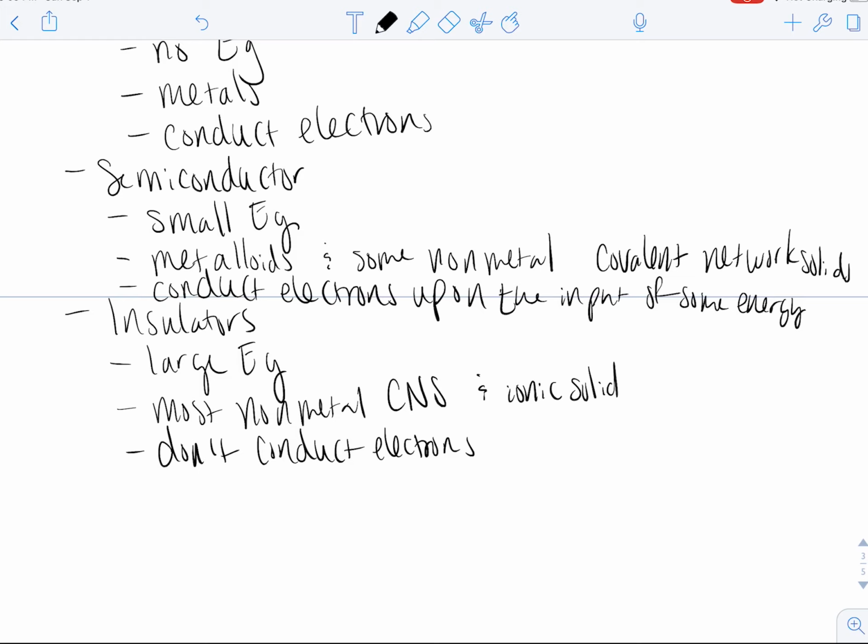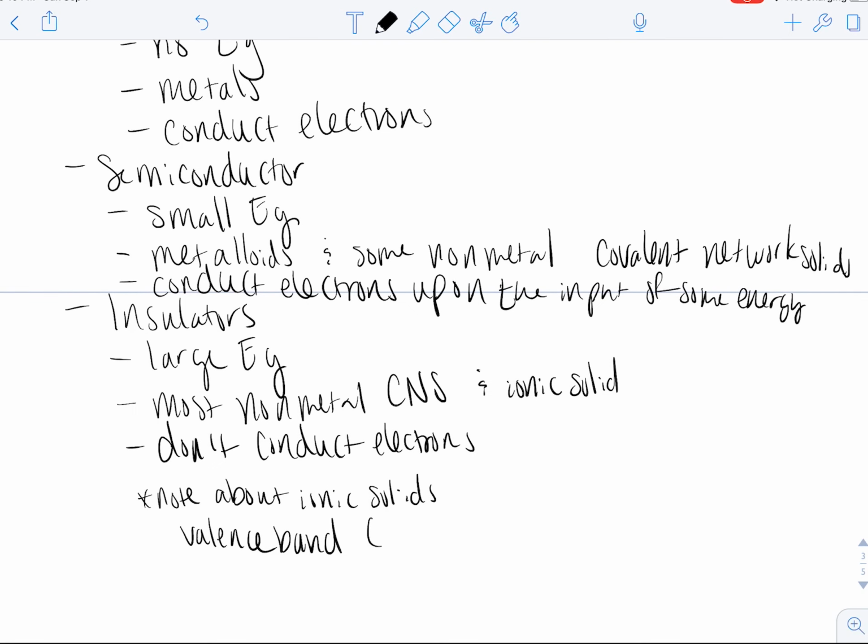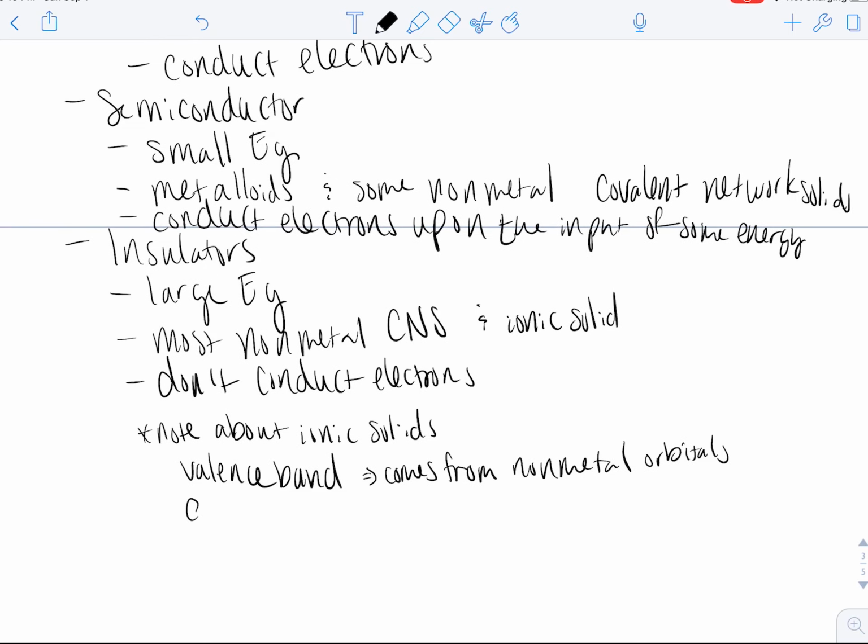A note about ionic solids. So, as I said, these are insulators. And the reason that these are insulators is because our valence band, so where we have our electrons at, comes from our non-metals, or non-metal orbitals. While our conduction band, so this is going to come from where we're missing electrons, right? So this is going to come from our metal orbitals. And as such, these generally don't have very close energies, which is why we result in such a large band gap there.